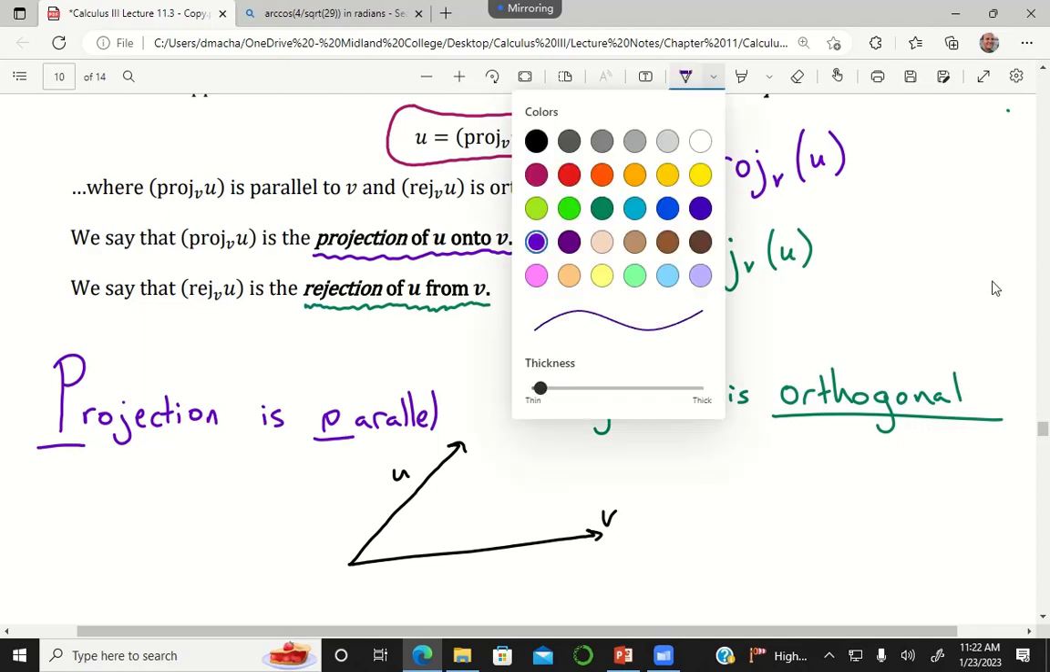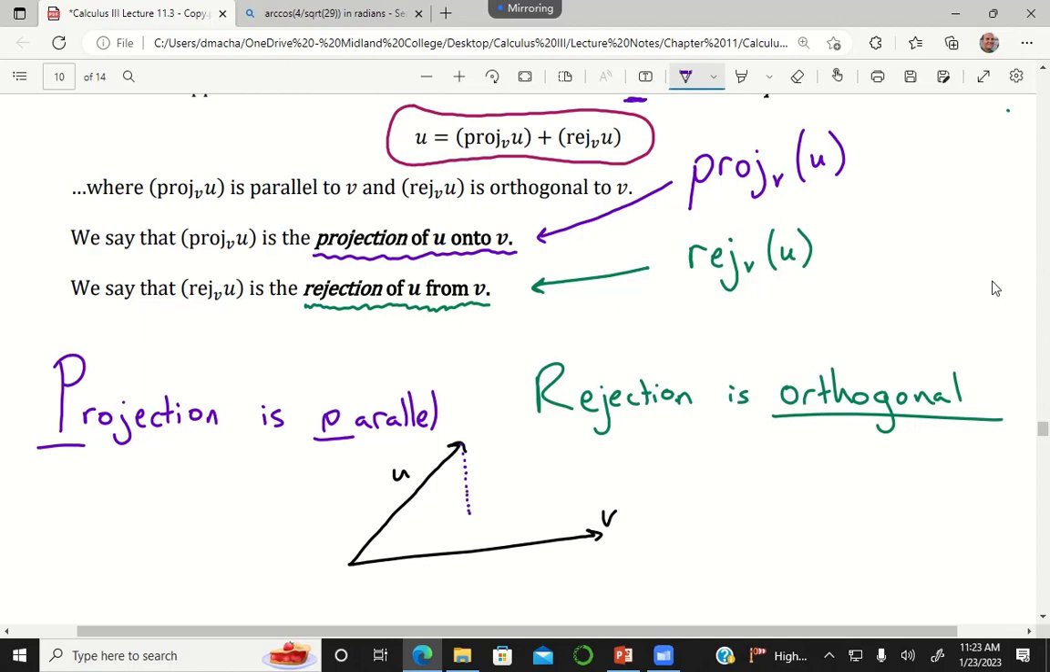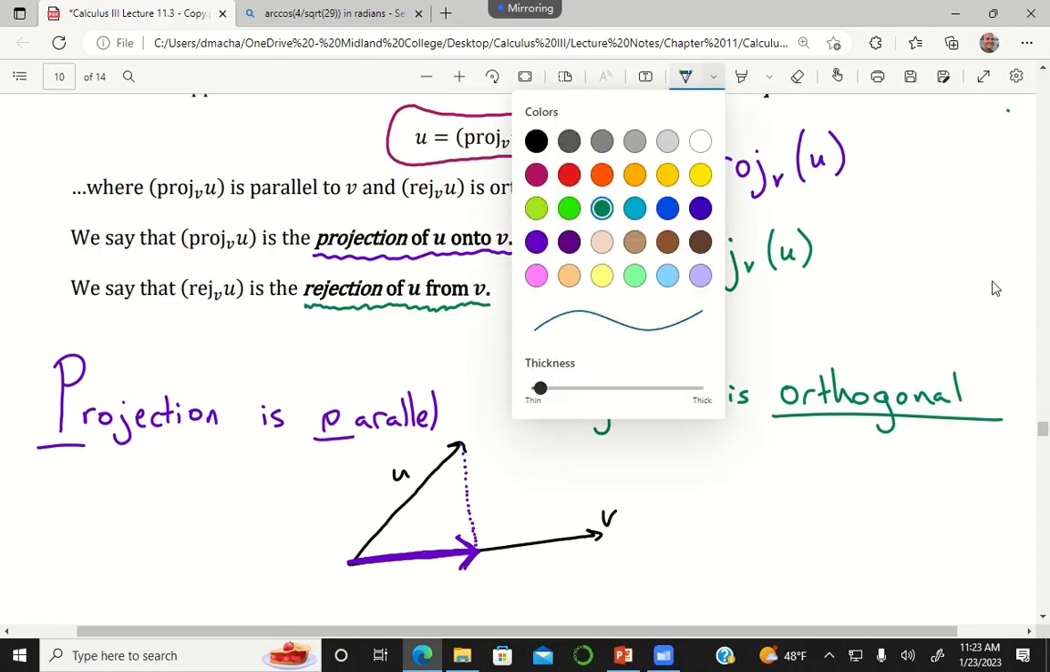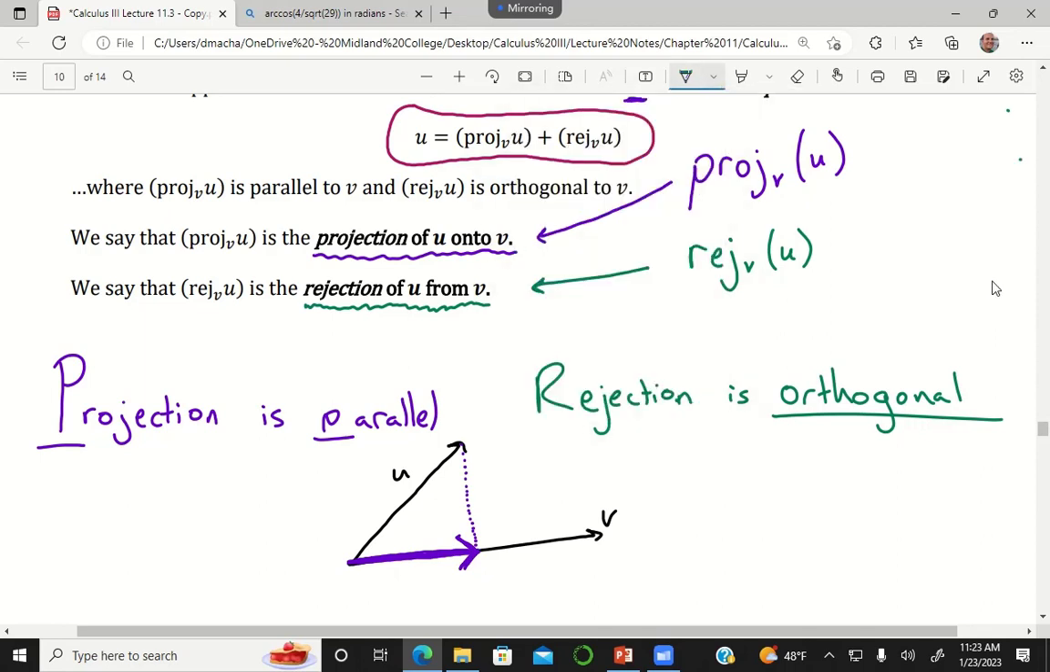the projection is going to be if I draw a little line like this, right? So this is the component of U that's parallel to V. And then the rejection is going to be the component of U that's orthogonal to V, like this. And since I drew this in 2 dimensions, orthogonal means kind of the same thing as perpendicular. So I always remember kind of a picture like this.